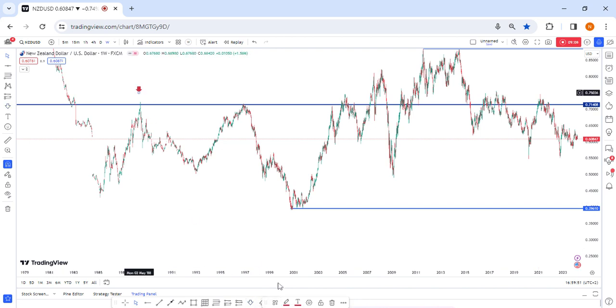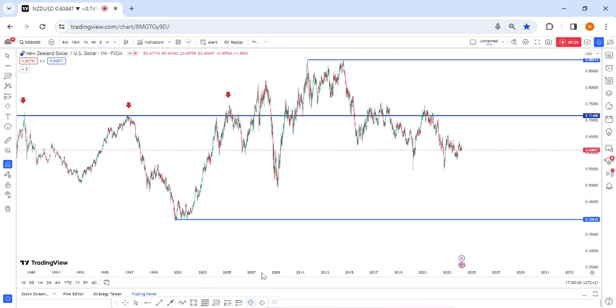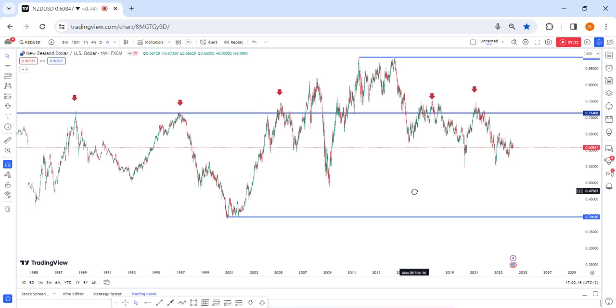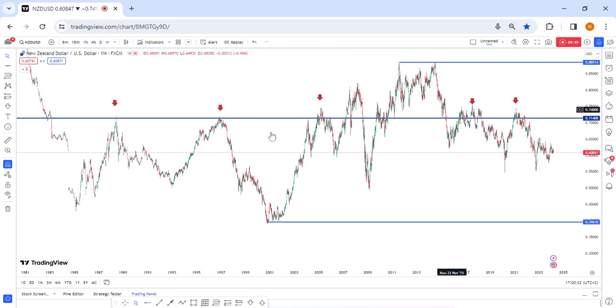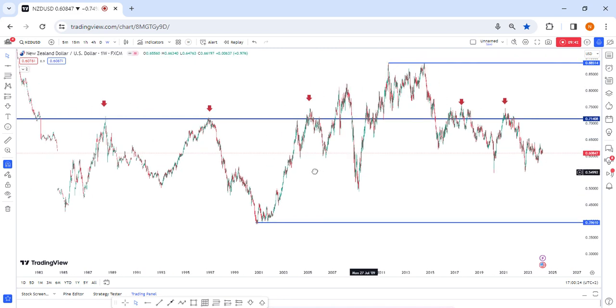So one, two, three, four, five. So five touches where it acted as a resistance level. So we know that this level here is very significant. It's very significant. You understand?